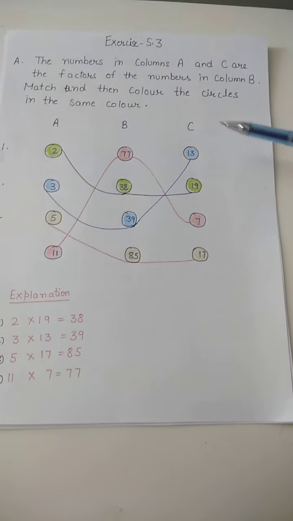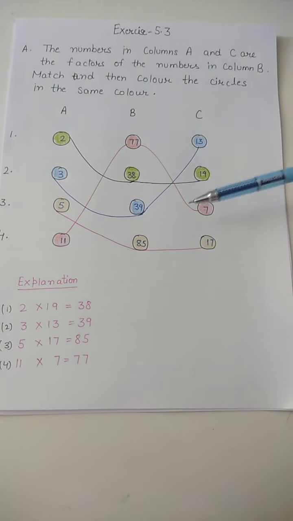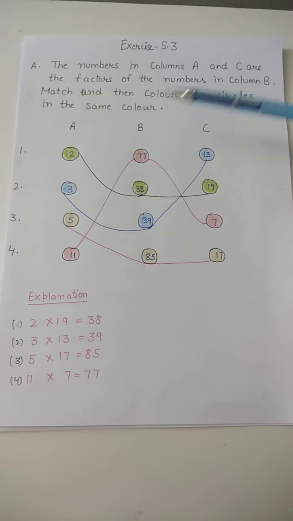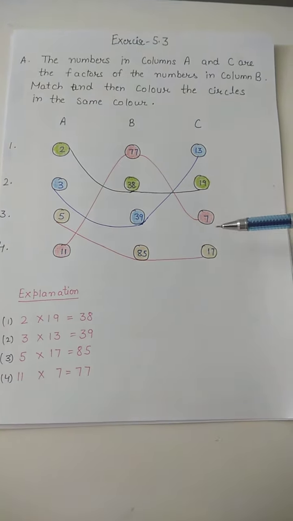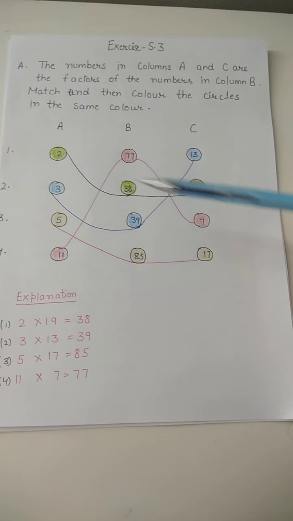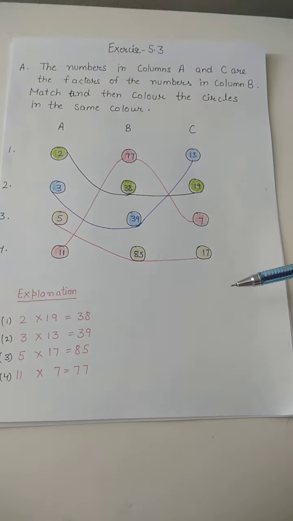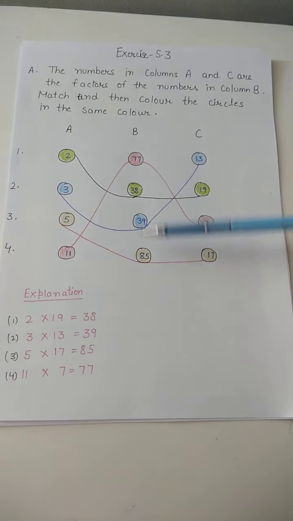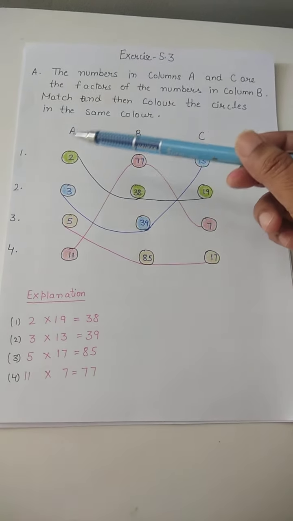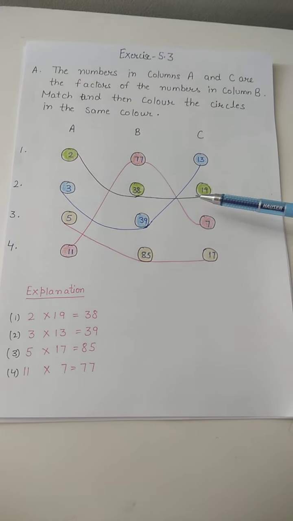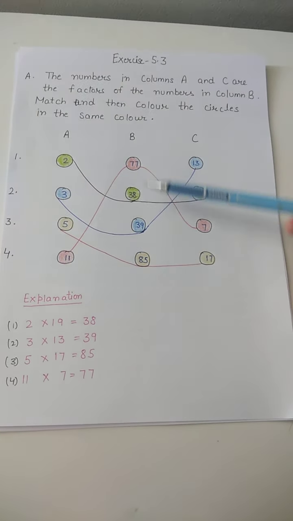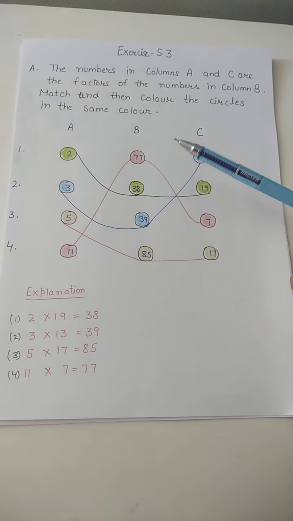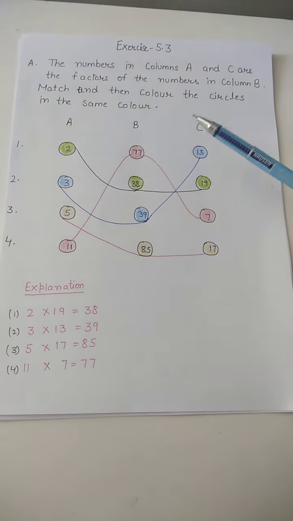Now this is question number 1 A of exercise 5.3. Look here. The numbers in column A and column C are the factors of the number. Column A is this one and column C is this one. So they are saying these two numbers of these columns are the factors of the column B number. It means when we multiply the number from A and the number from C, we get B, because B is the product of them. So we have to find them and then color the circles in the same color.